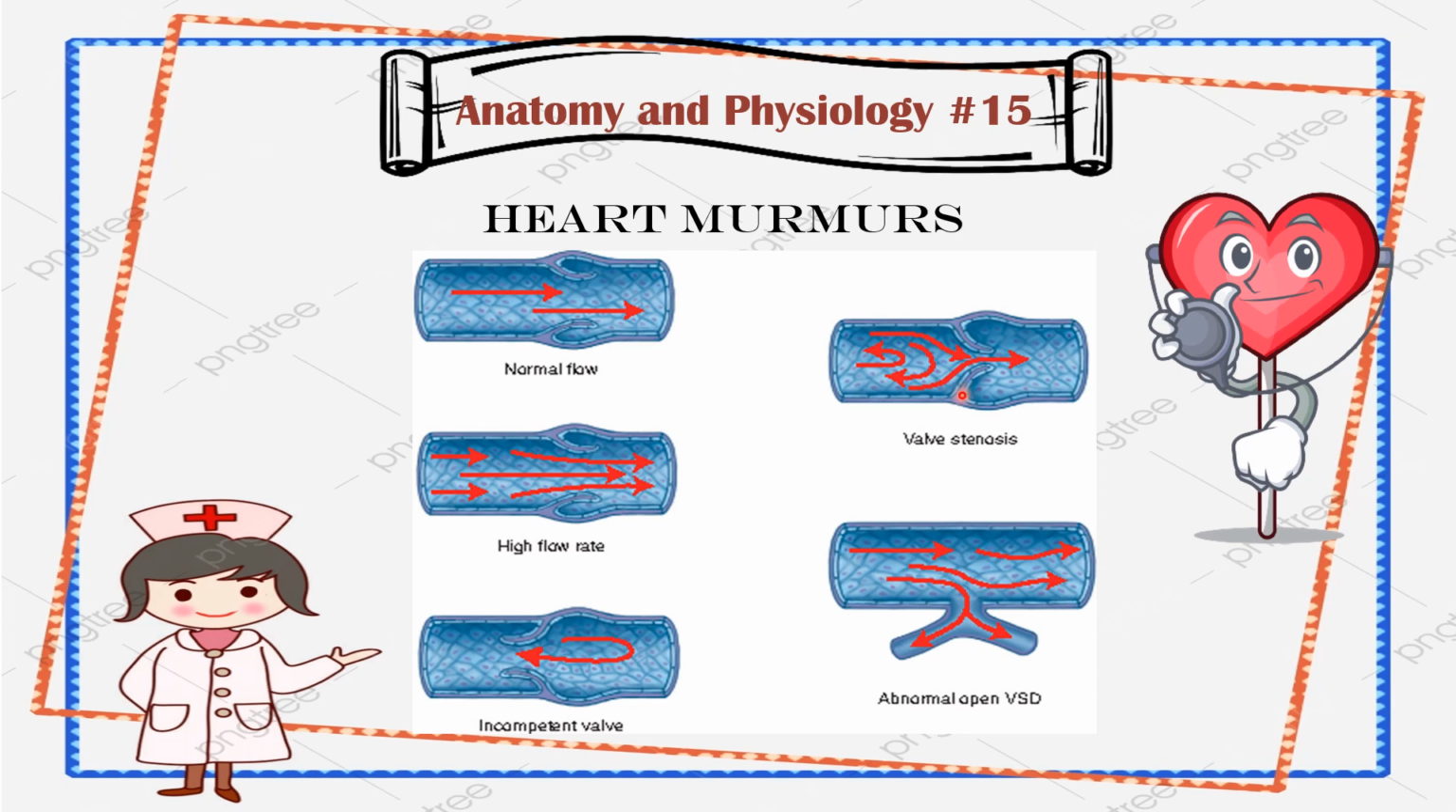A stenotic valve has an abnormally narrowed valvular orifice, as you can see in this picture, that obstructs the blood flow, as in aortic stenosis, and it causes a characteristic murmur. On the other hand, a valve that fails to fully close, as in aortic regurgitation or insufficiency, allows blood to leak backward in a retrograde direction and again produces a regurgitant murmur.